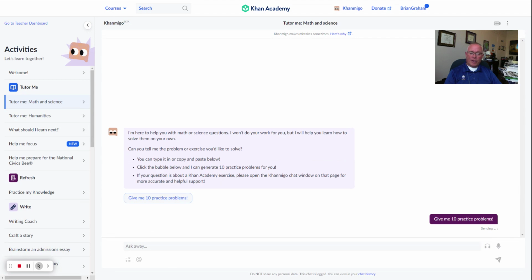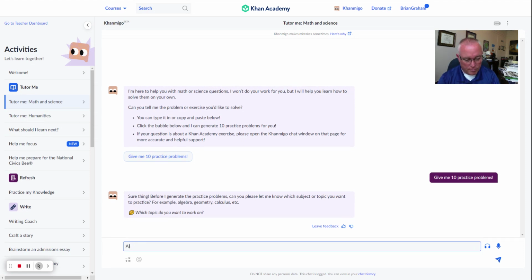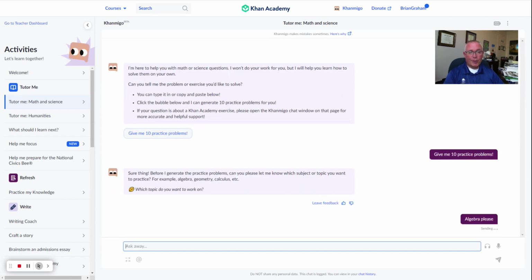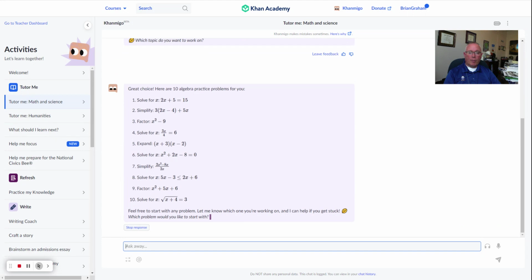All right, here we go. So it's going to give me a bunch of problems, and it says, before I generate practice problems, can you please let me know which subject or topic you want to practice? For example, algebra, geometry. So I'm going to say algebra. I'm going to say the word please too, because we know computers like it when we're polite. Alright, so algebra has been submitted, and Khanmigo is going to give us some problems.